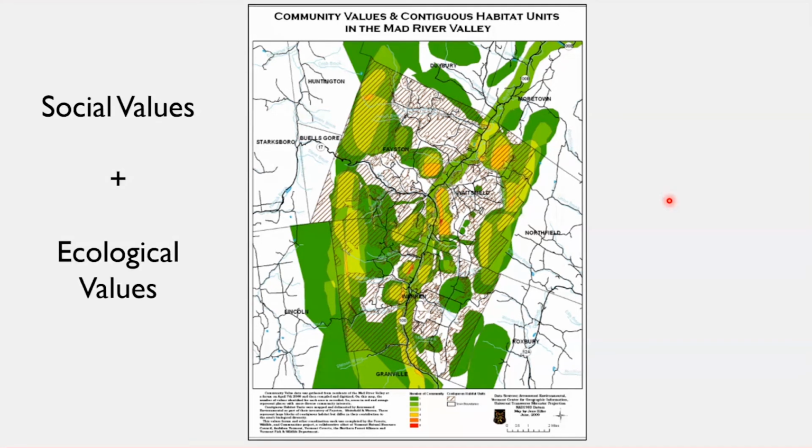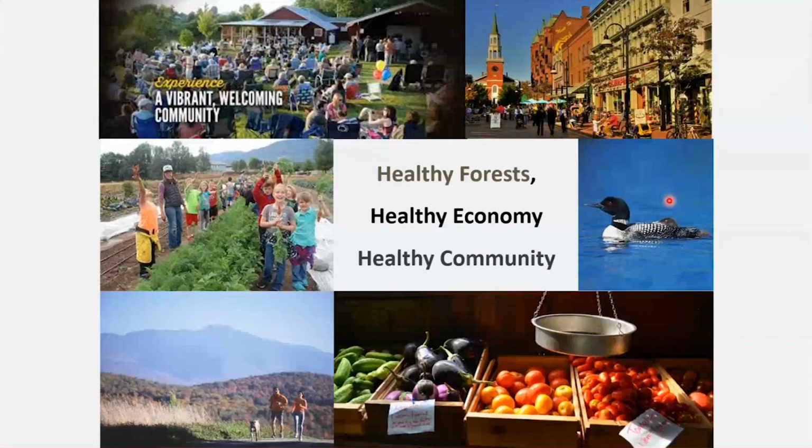So you can take those social values and add those ecological values to produce a conservation priorities map that would be most appropriate in the future land use section of what you want your town to look like. So, in closing, we know all of this is a balancing act, and we're planning for all sorts of different things.